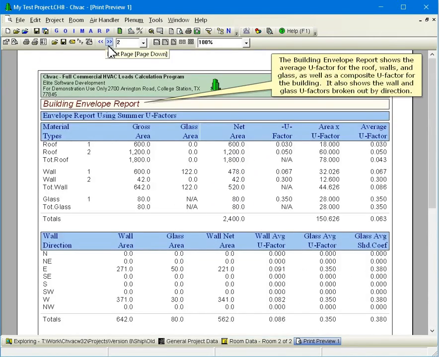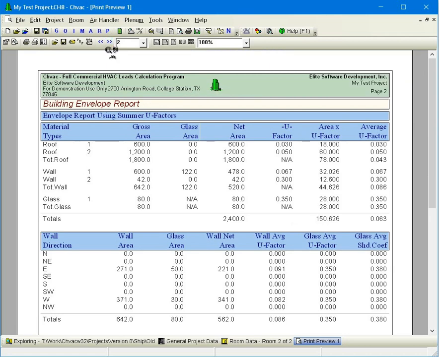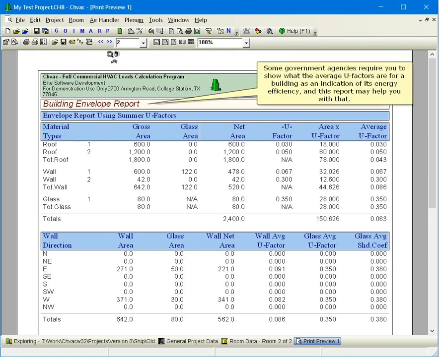The building envelope report shows the average U factor for the roof, walls, and glass, as well as a composite U factor for the building. It also shows the wall and glass U factors broken out by direction. Some government agencies require you to show what the average U factors are for a building as an indication of its energy efficiency, and this report may help you with that.